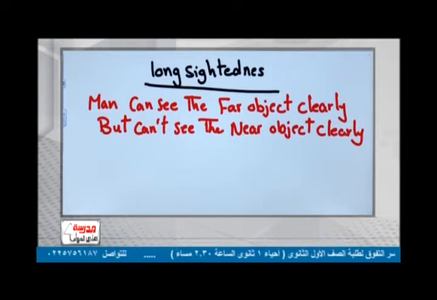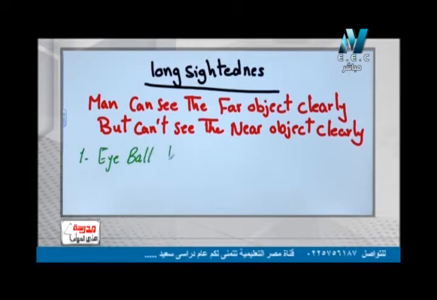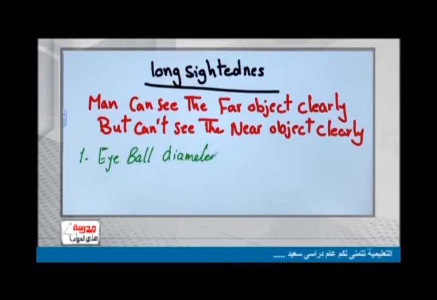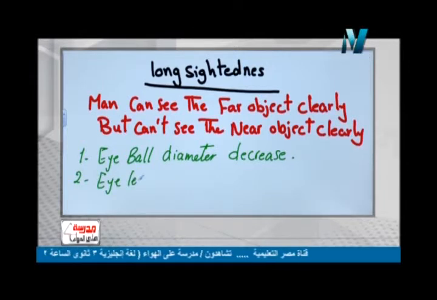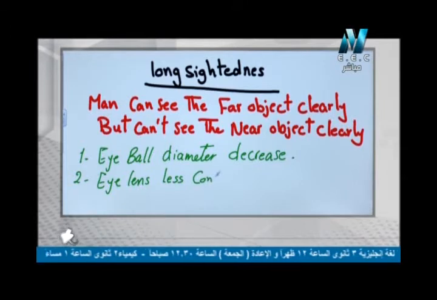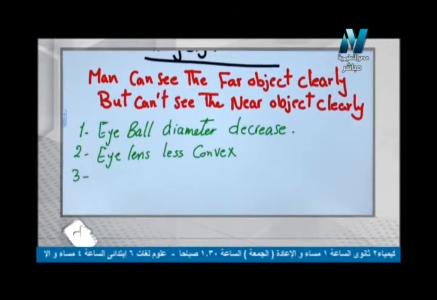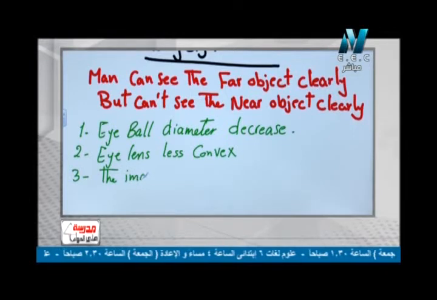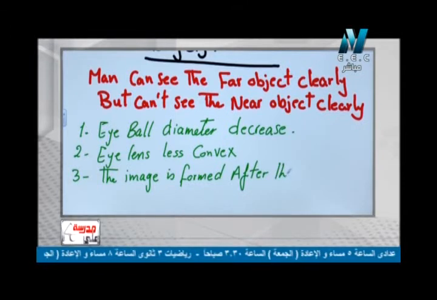So we have reasons here. The first reason: the eyeball diameter decreases, meaning the eye shrinks. So what happens to the eye lens? Less or more convex? I will say less convex, meaning the convexity of the eye lens decreases. So in this case the image is formed where? After, or behind, the retina.